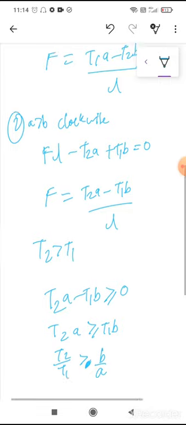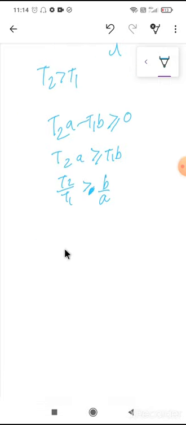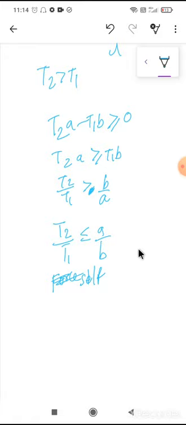So when T2 by T1 is less than or equal to B upon A, the force is either 0 or negative. So the brake becomes self-locking. Here the brake becomes self-locking as no force is needed to apply the brake, and once the brake has been engaged, no further force is required to stop the rotation of the drum.